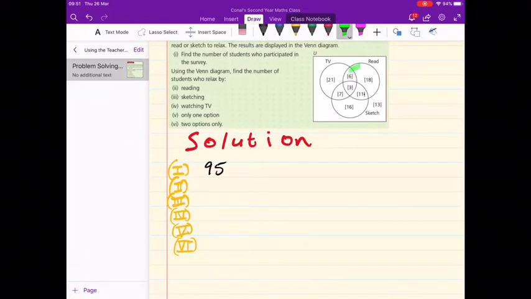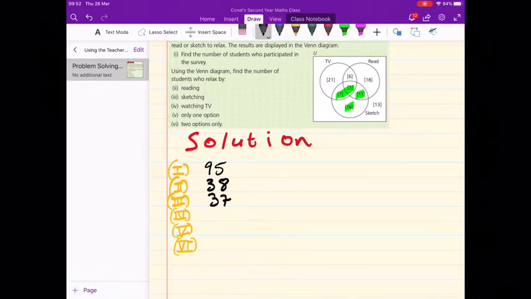Using the Venn diagram, find the number of students who relax by reading. So the total number of students who relax by reading, well, they're going to be in here. So we have 6 plus 18 plus 3 plus 11. So 6 and 3 is 9, plus 11 brings us to 20, plus 18 brings us to 38 students read to relax. Then the next question asks us how many sketch to relax. So then we have 7 plus 3 is 10, plus 11 is 21, plus 16 is 37. So 37 students sketch to relax.